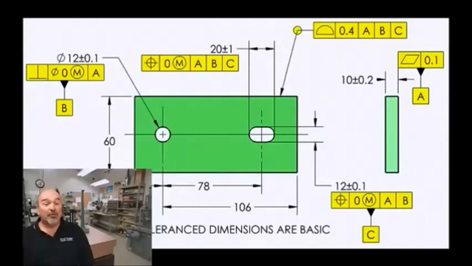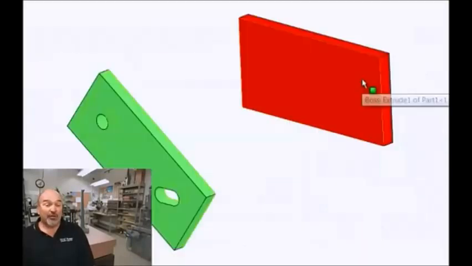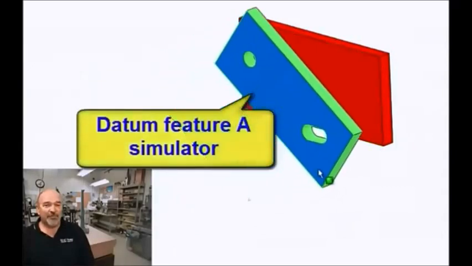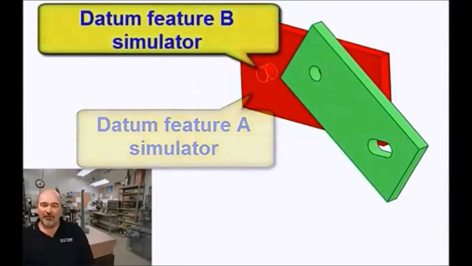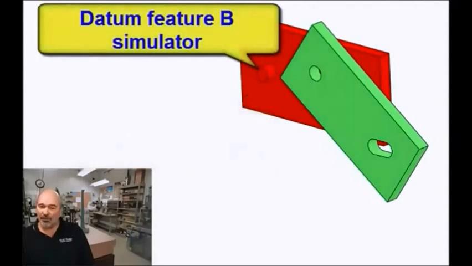So, first, datum feature A is brought in contact with its simulator. The simulator for datum feature B is the largest cylinder kept perpendicular to the first datum plane that will fit the hole, which is datum feature B. The standard calls this the related actuating envelope.